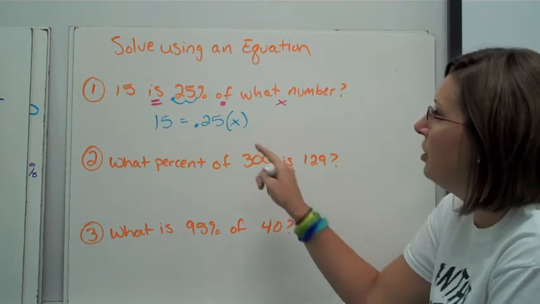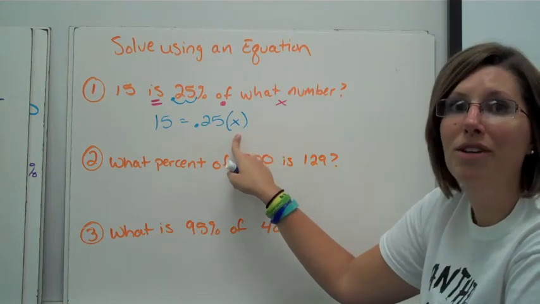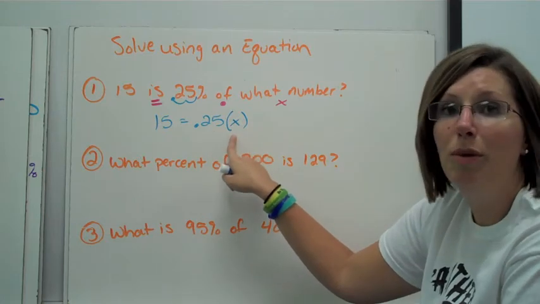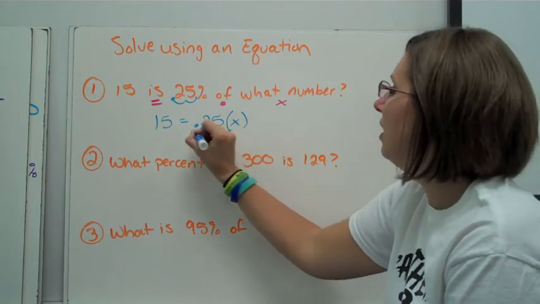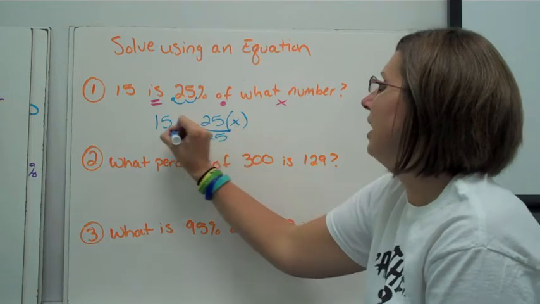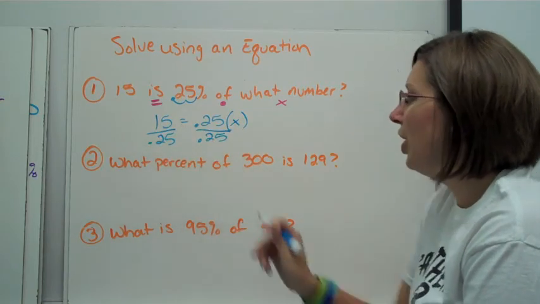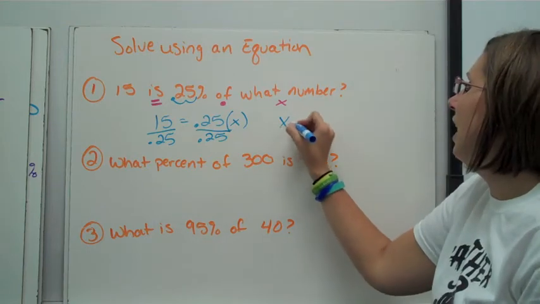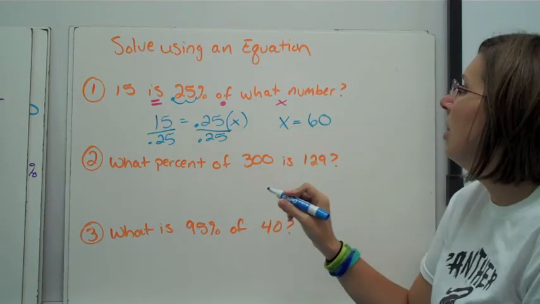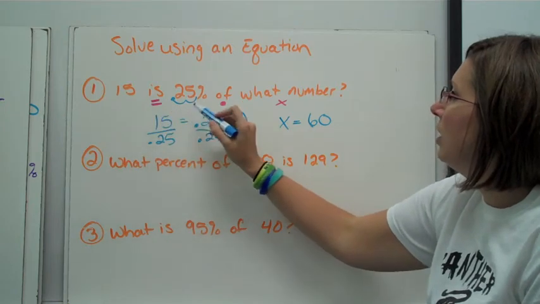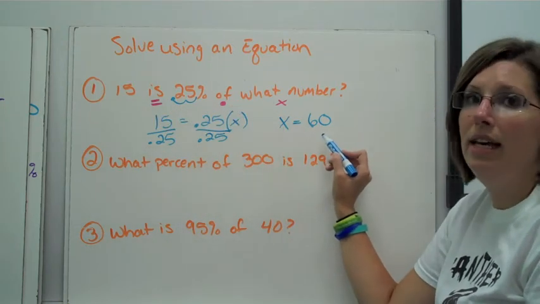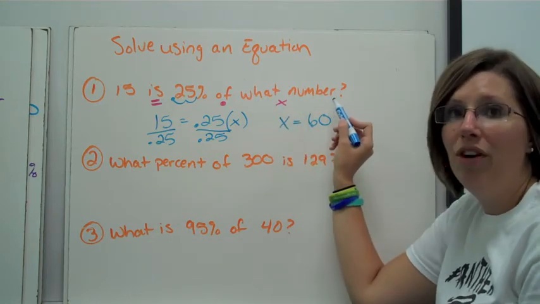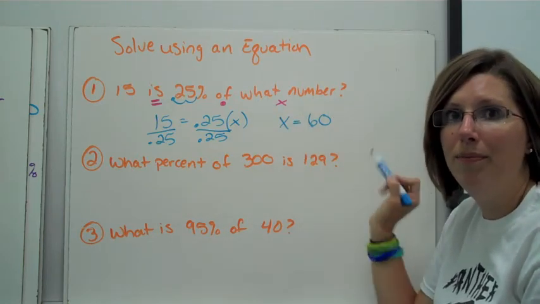To solve an equation, you use inverse operations. So in this case, the inverse of multiplying is dividing. So I'm going to divide both sides by my decimal. Again, use a calculator if you need a calculator, and you'll find out that x equals 60. So 15 is 25% of 60. I do not need to change this number back into a percent because I'm not looking for a percent. I'm looking for just the number.